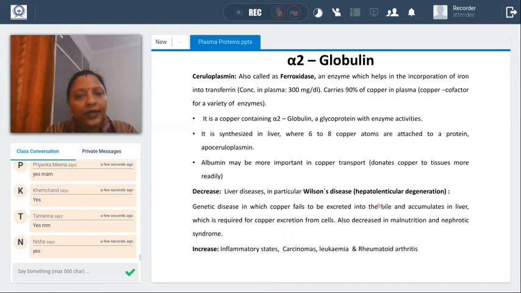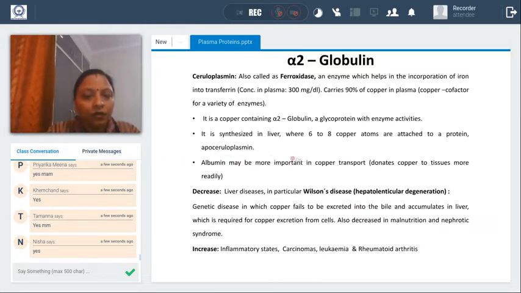You all know about hepatolenticular degeneration. This is a genetic disease in which copper fails to be excreted into the bile and accumulates in liver, which is required for copper excretion from cells. This ceruloplasmin is also decreased in malnutrition and nephrotic syndrome. Ceruloplasmin concentration is increased in inflammatory conditions, carcinomas, leukemias, and rheumatoid arthritis, RA. So main or most important disease, Wilson disease, hepatolenticular degeneration.